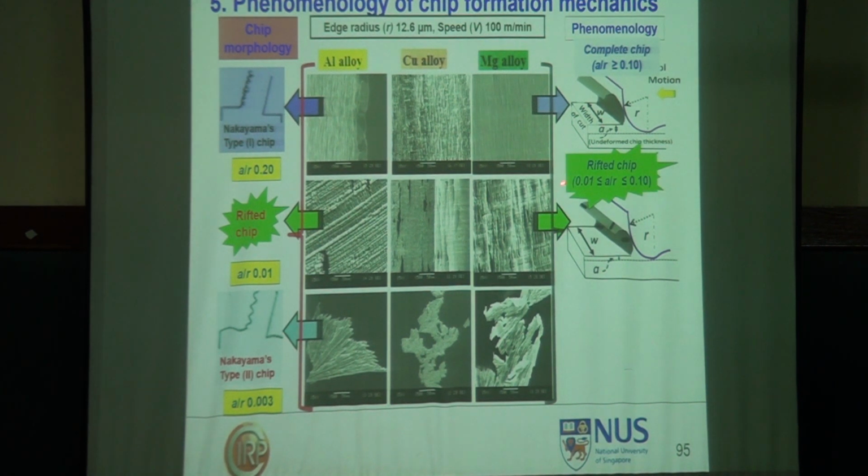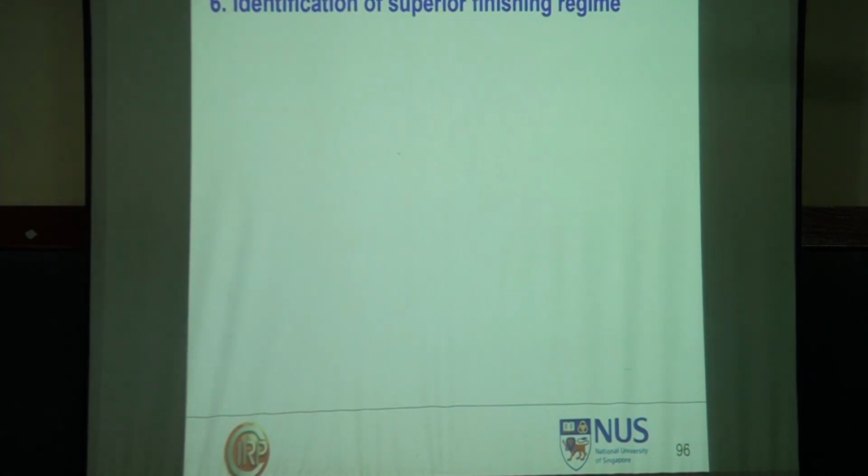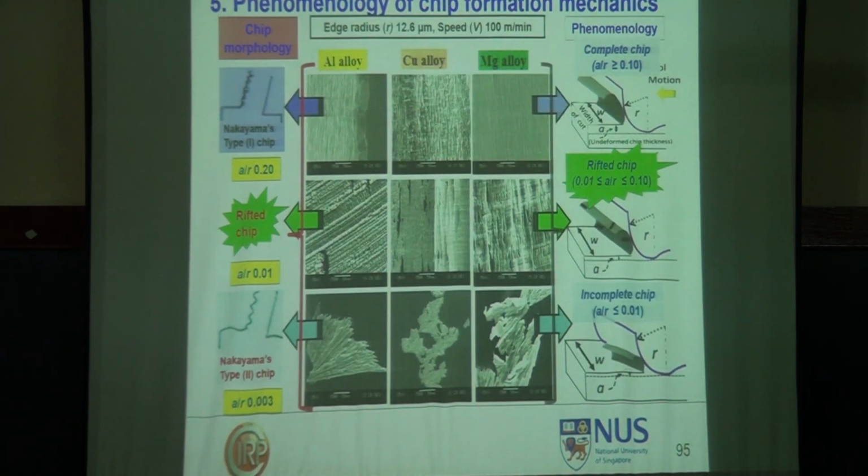And rifted chips or perforated chips appear when A by R is 0.01 to 0.1. This is the zone where we need to concentrate. When A by R is 0.01, then we get this one. So we need to concentrate between 0.01 and 0.1. This is the zone.